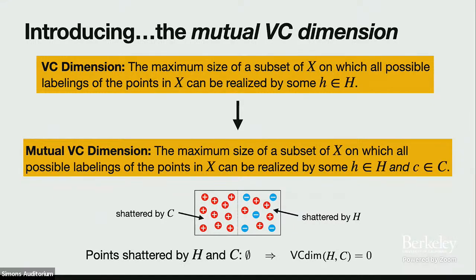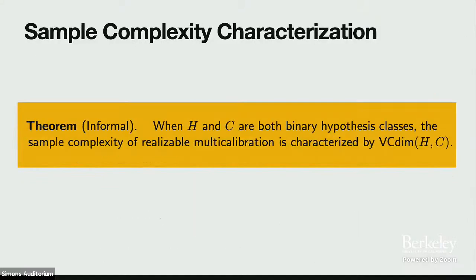This isn't a proof that this is the right notion, but hopefully it's a vote of confidence that we're getting closer to the sort of quantity that we might like for this setting. It does turn out that this is what we want. We're able to characterize the sample complexity of realizable multi-calibration by this mutual VC dimension. And this is when H and C are both binary hypothesis classes.